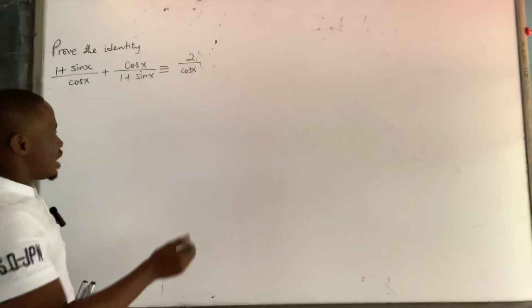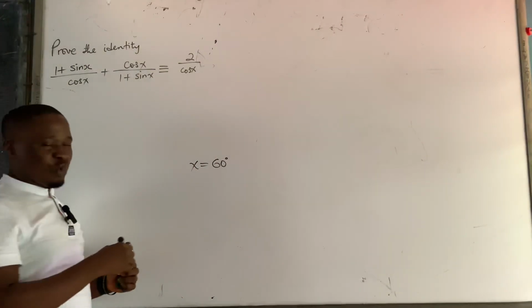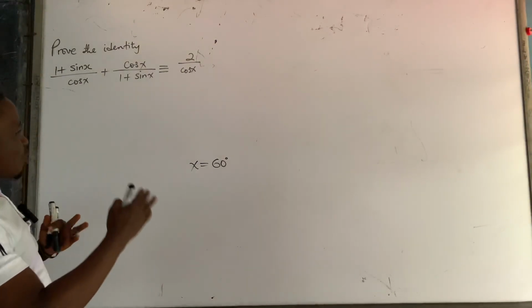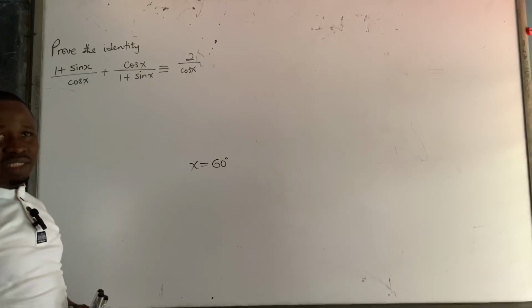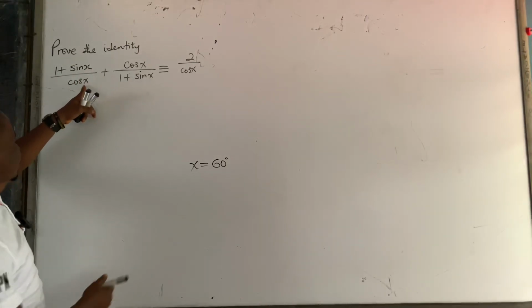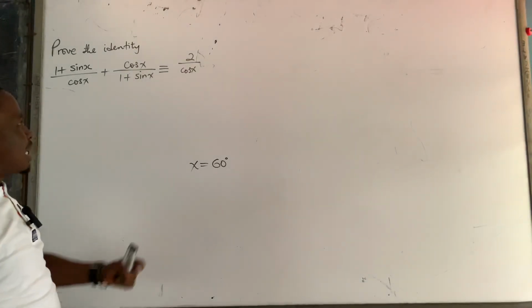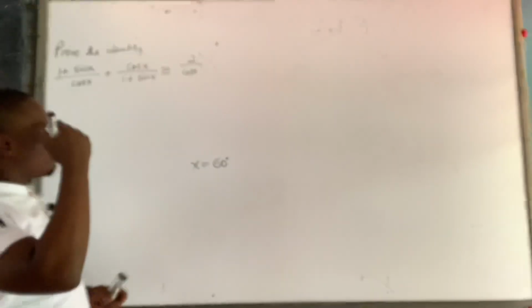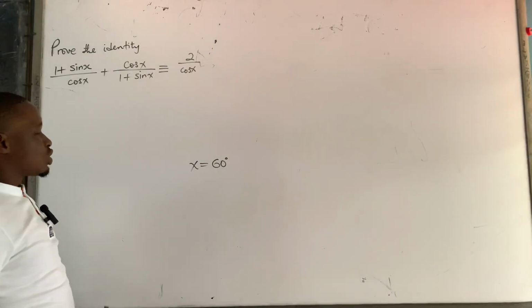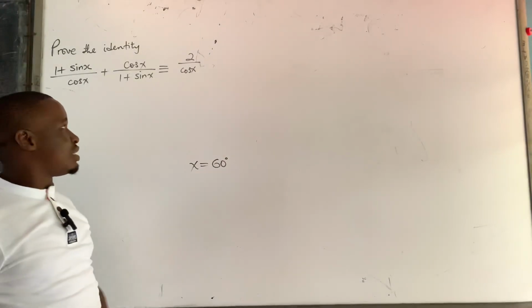For example, if you choose x to be 60 degrees, and wherever we see x, we insert 60 degrees, we are going to have two equal sides after the whole process. Everywhere we see x, on both the right-hand side and the left-hand side, we are going to have equal sides. This is what it means to be identical.